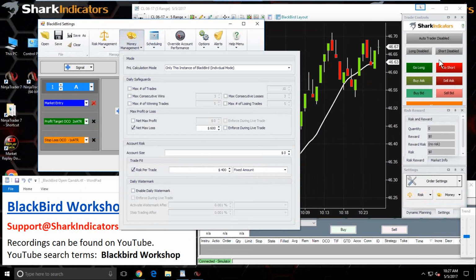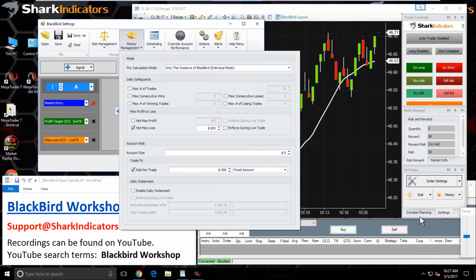This option here doesn't apply to the trade controls, because when you're using the trade controls, BlackBird has no time to know exactly what the risk is until the trade is actually put on. But with the dynamic planner, since the trade is not live yet, BlackBird has the opportunity to calculate what the risk is, and then update the number of contracts.